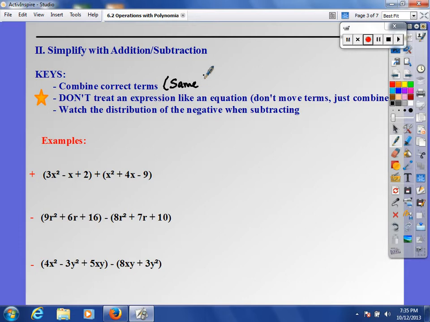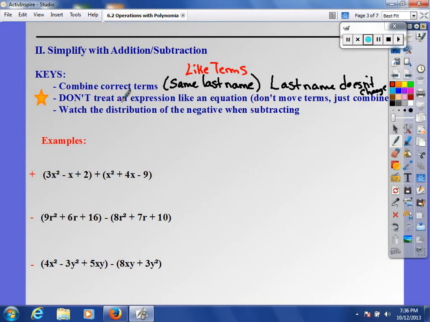So it has the same last name. Sometimes I'll refer to that. And the last name doesn't change. It stays the same. Okay, so keep that in mind, that the only things that we can combine, what we consider like terms, are things with the same last name. And those are called like terms.